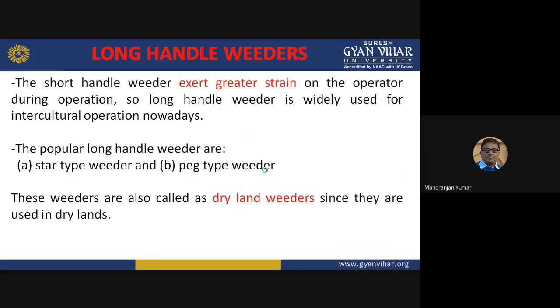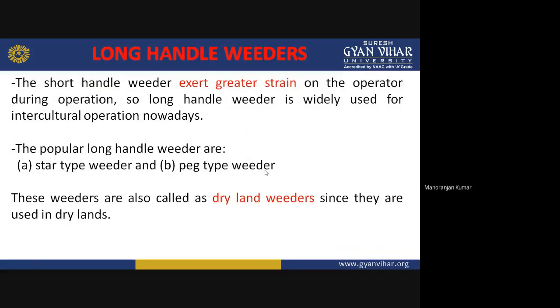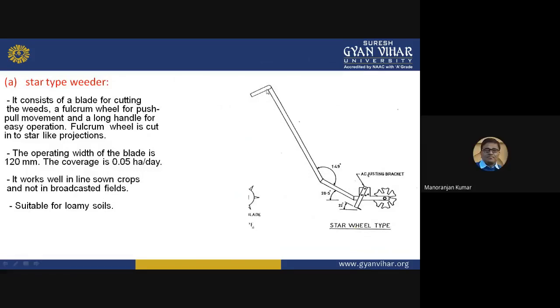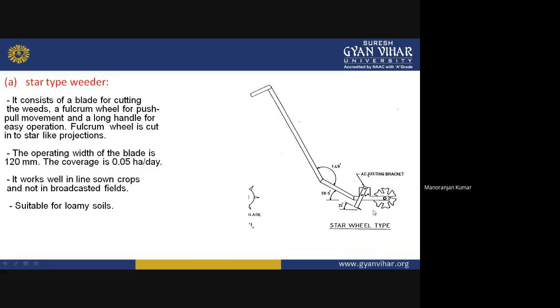Now we will see one by one what the star type weeder is, what its coverage area is, and what the operating width is. Okay. So first is a star type weeder. Here in this picture you can see this is a star type weeder.